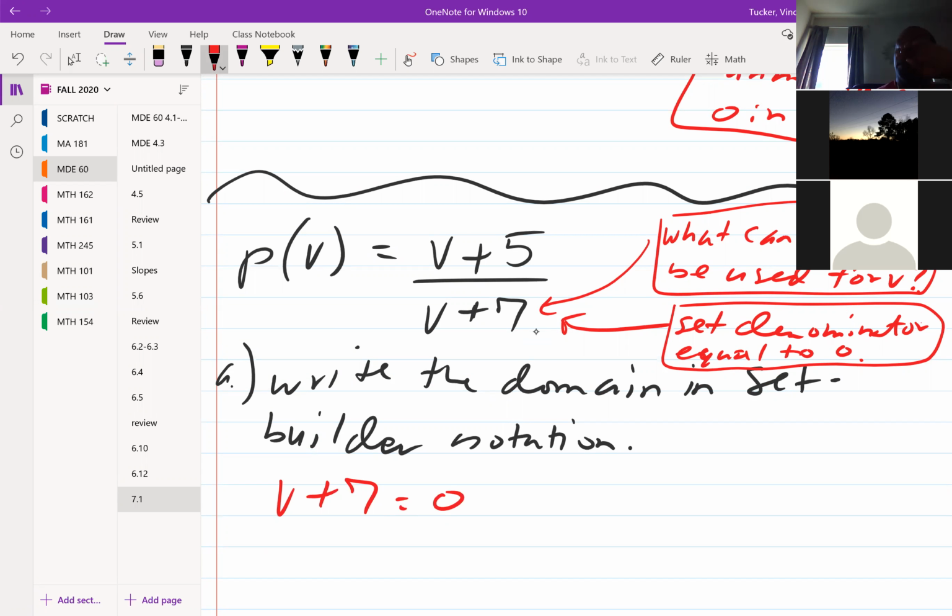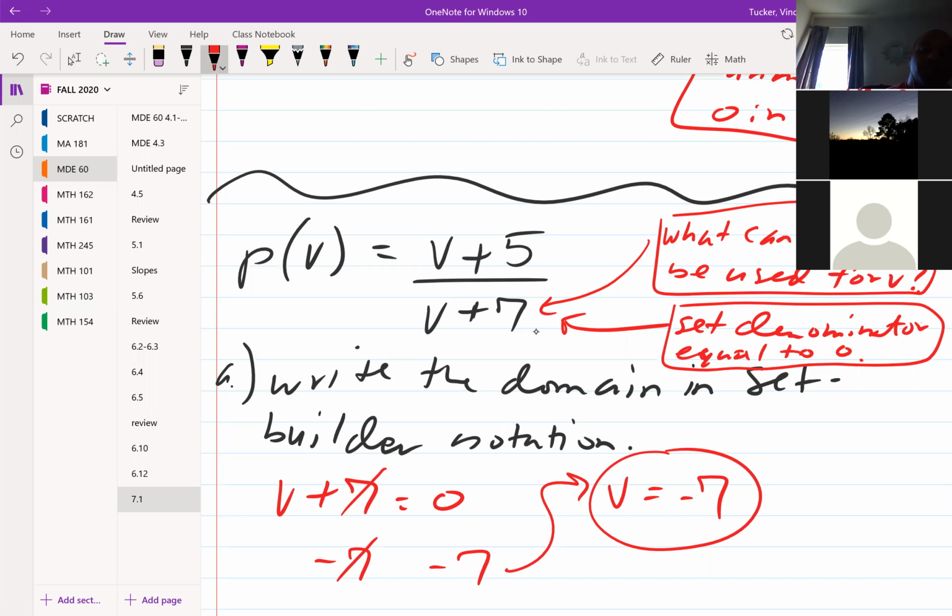And this one, it's probably easy to see, but you may come across denominators that are more involved or more complicated. So what you do is set your denominator equal to 0 and solve for V. V is equal to -7. And don't forget, that's not a solution. This is the value you cannot use in your equation, because when you plug -7 into your denominator, you get 0. That's what we did this for. So this is the value you cannot use.